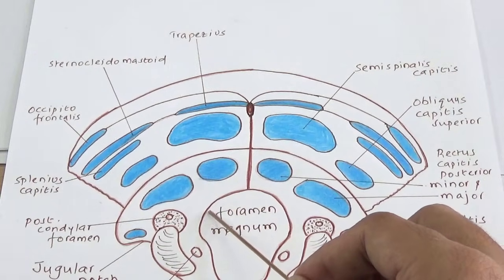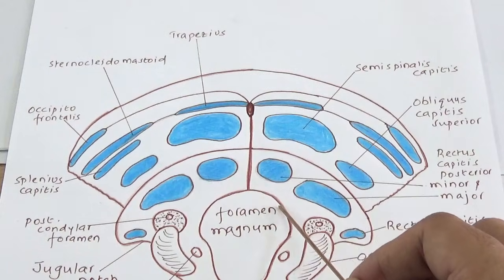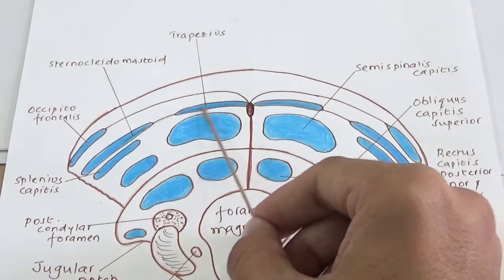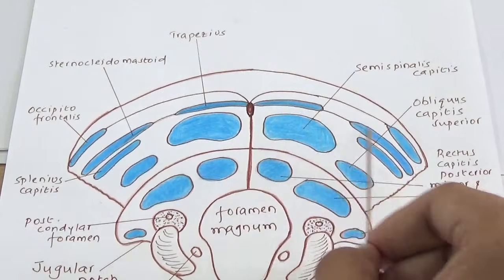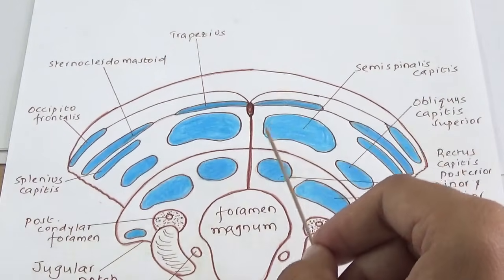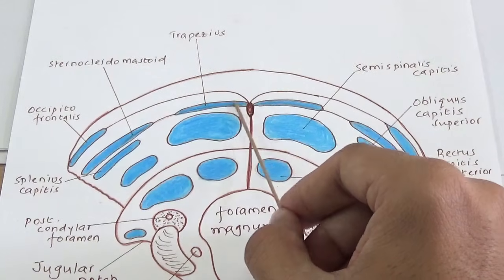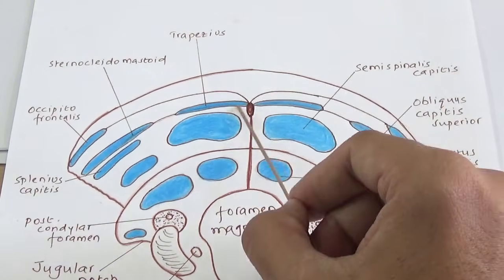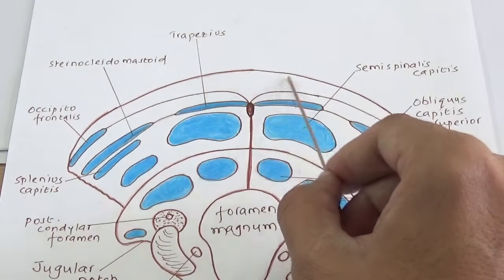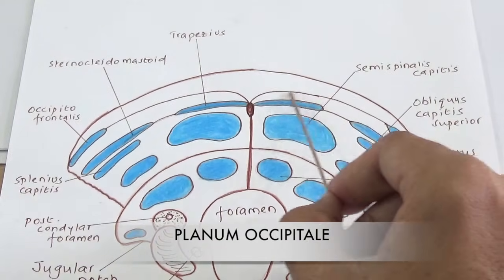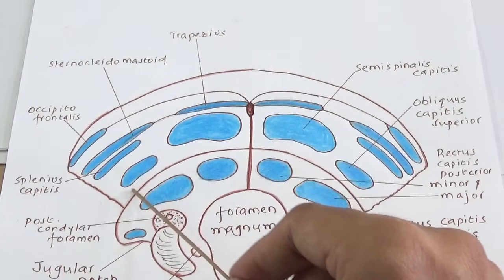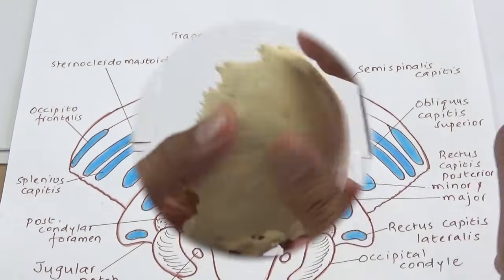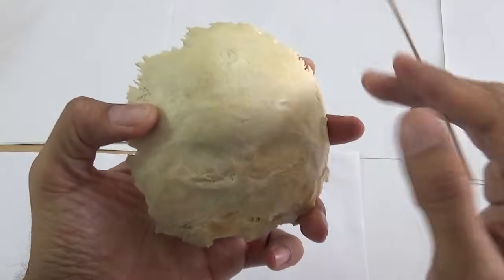The posterior margin of foramen magnum provides attachment to the posterior atlanto-occipital membrane. This superior nuchal line is a boundary between the scalp above and the neck below, and it divides the external surface into two parts. The area above it is termed the planum occipitale. The area below it is termed the planum nuchale. So that is regarding the external surface.